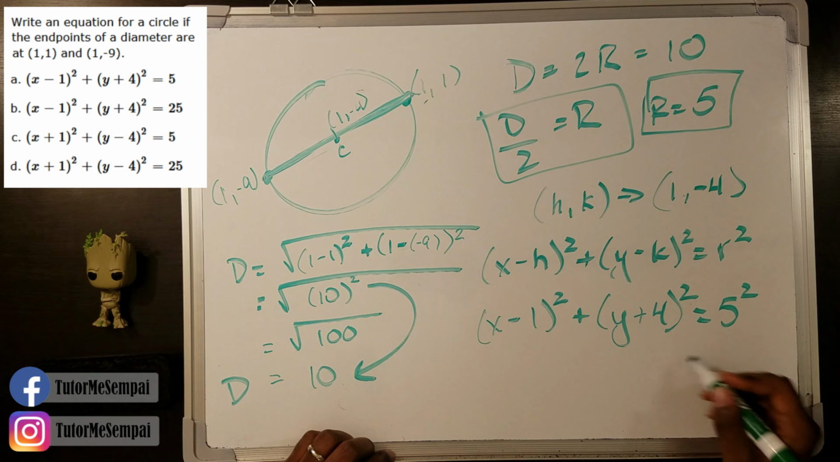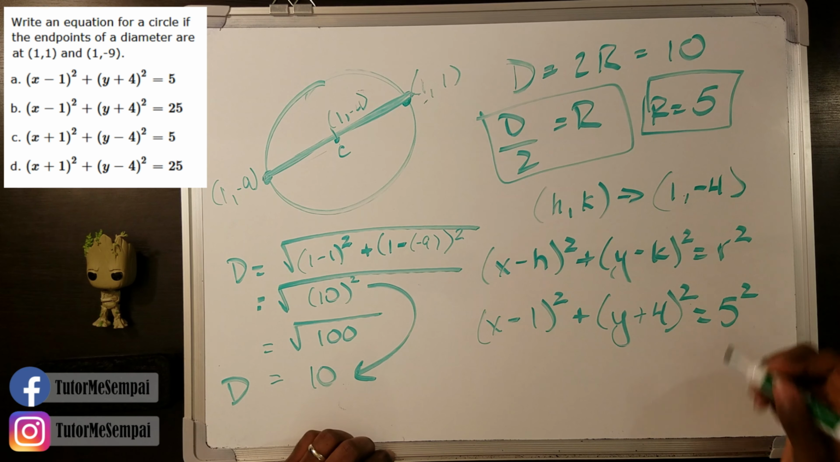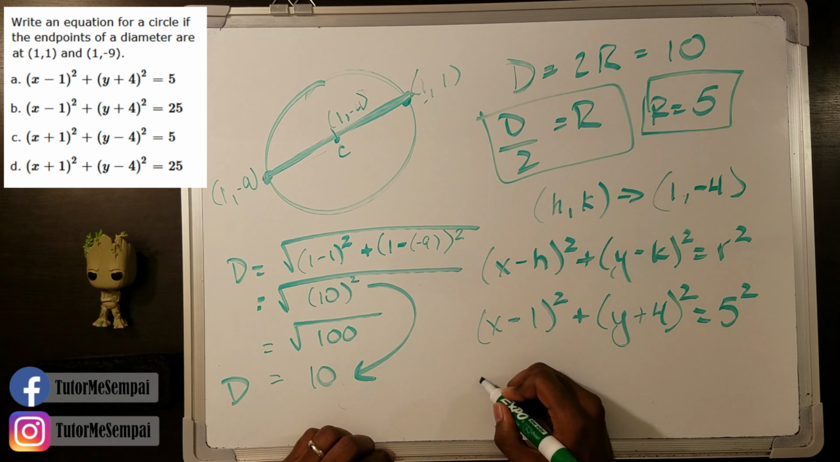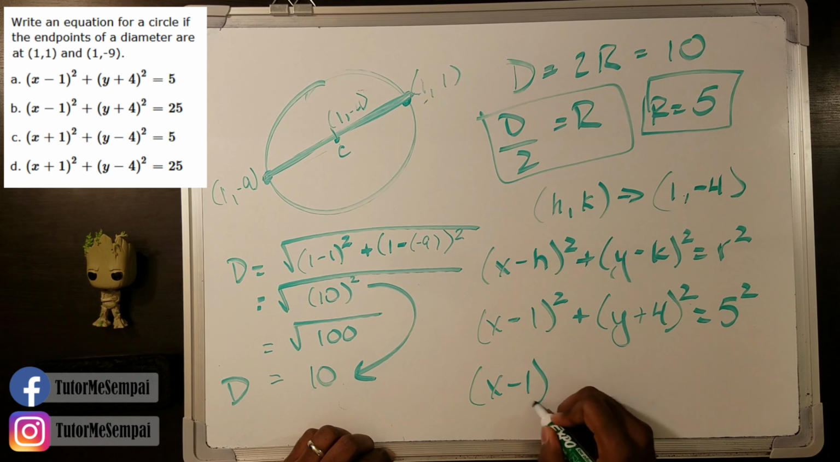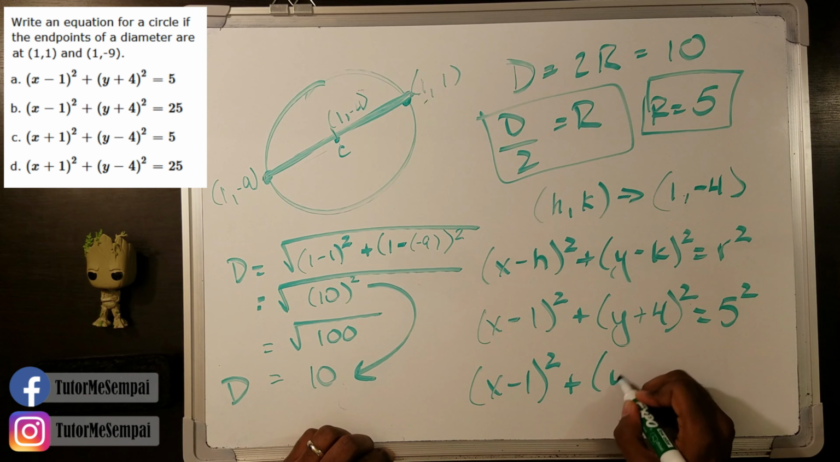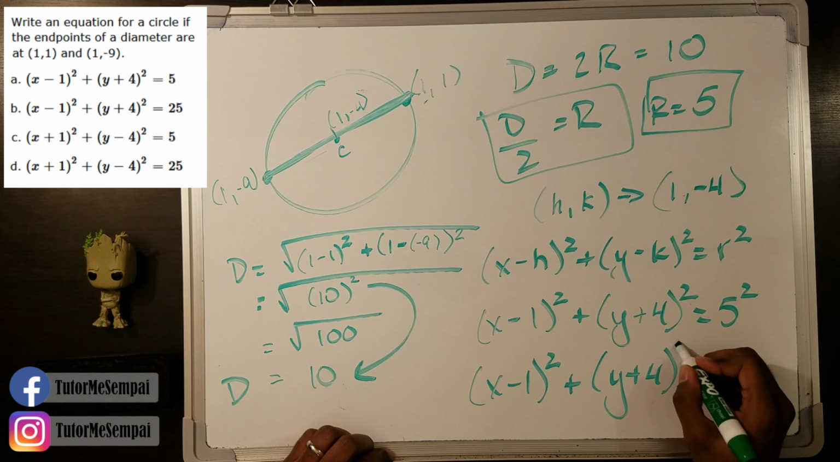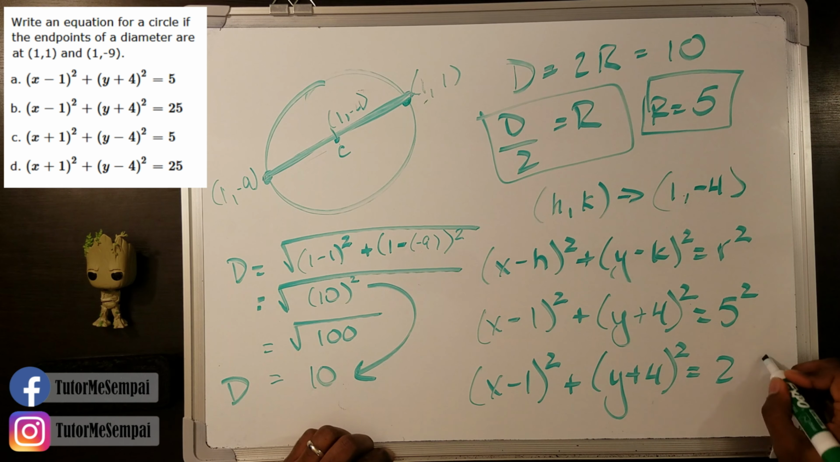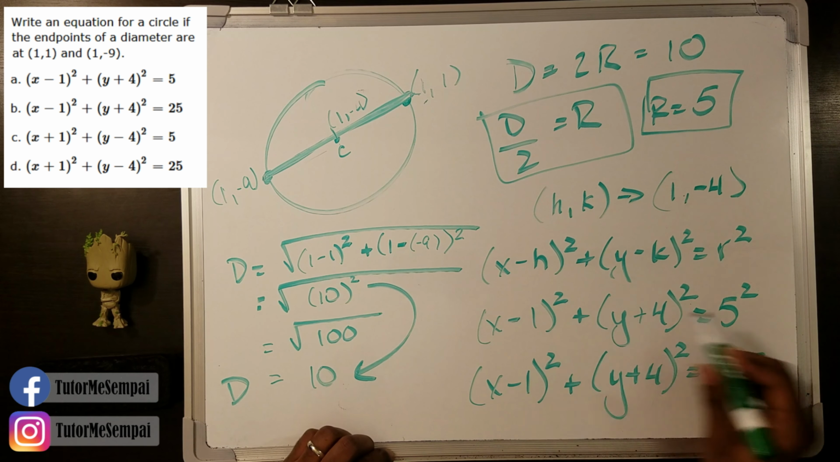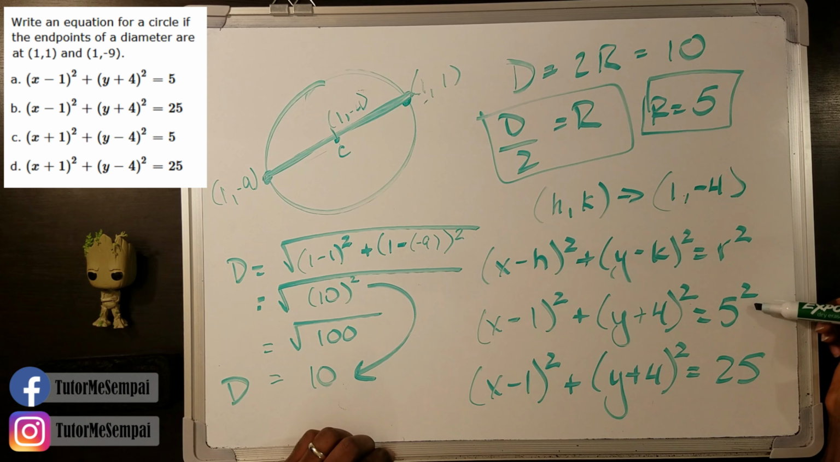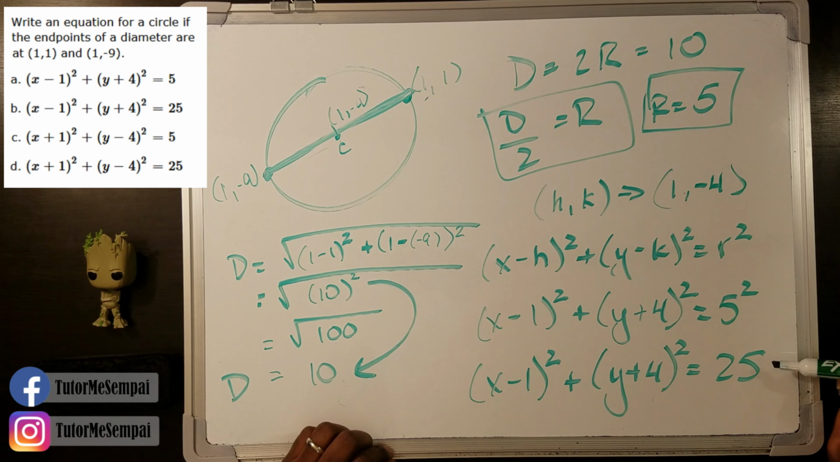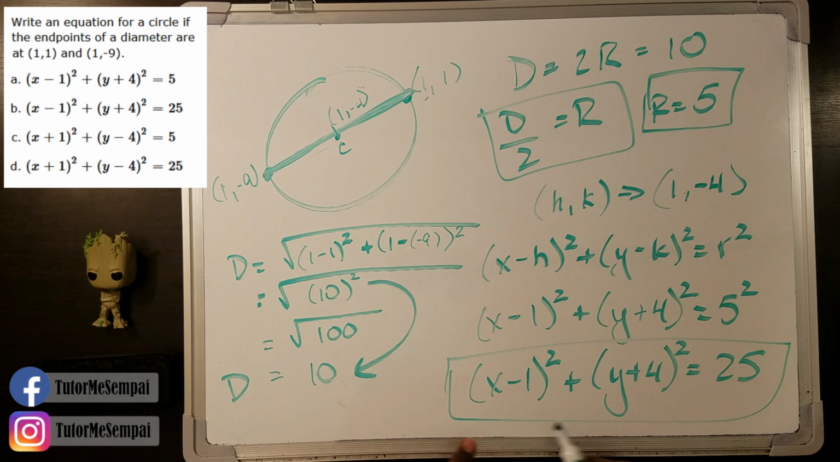So if you rewrite this, you can somewhat write it this way, but some people might want you to square that. So we can rewrite this as (x minus 1) squared plus (y plus 4) squared equals 25. So either of these two could work. Some people might want you to square that out. So this is what I would consider our final answer. (x minus 1) squared plus (y plus 4) squared equals 25.